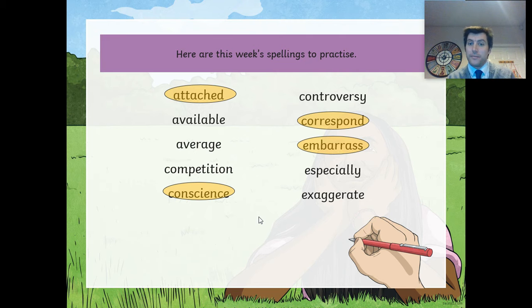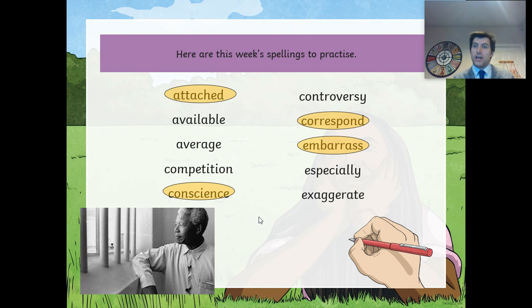Conscience is how we feel about things. So sometimes our conscience makes us feel good. Sometimes our conscience makes us feel bad about an action we've conducted, or sometimes we do something because we know it's the right thing to do.